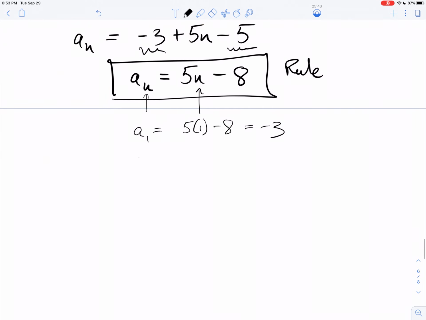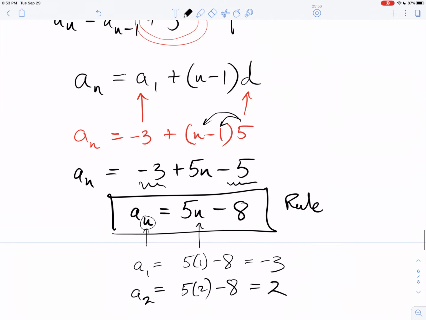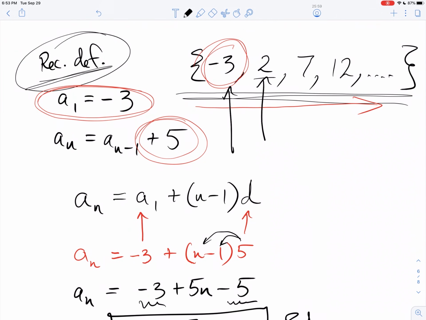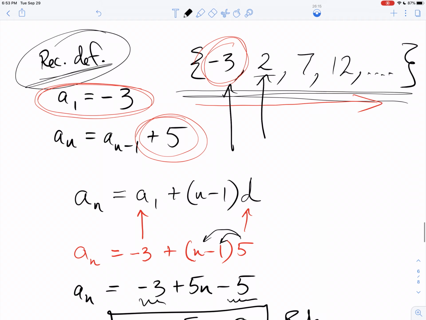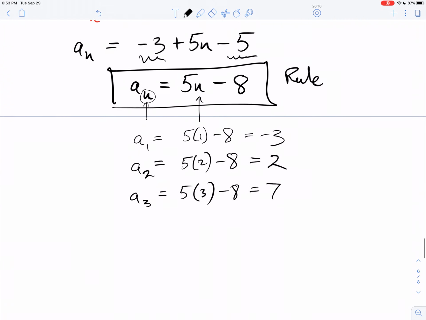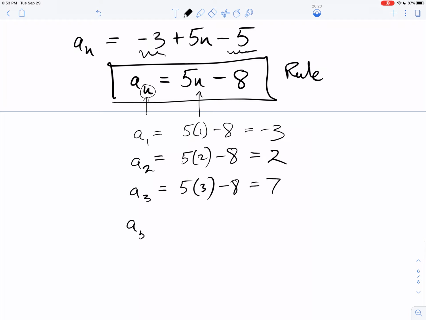What if I wanted to know the second number in the list? Well, I could plug in 2, right? That would just be 5 times 2 minus 8. Well, that's 2. Oh my gosh, that is true. It's 2. And I could keep doing this. If I want to know what the third number in the list is, I plug in 3. And then I'd go 15, take away 8. Well, that's 7. Oh my gosh, look, that is the third number in the list. Oh, I could do the fourth number. Yeah, you could. You could also do the 50th number.